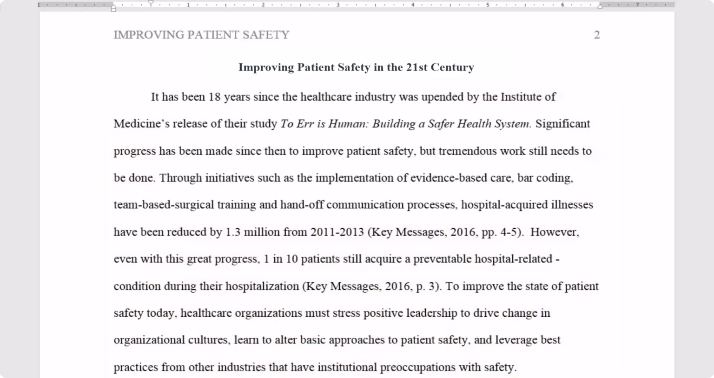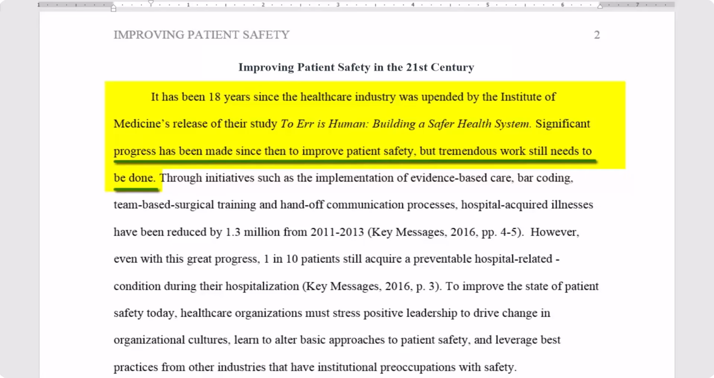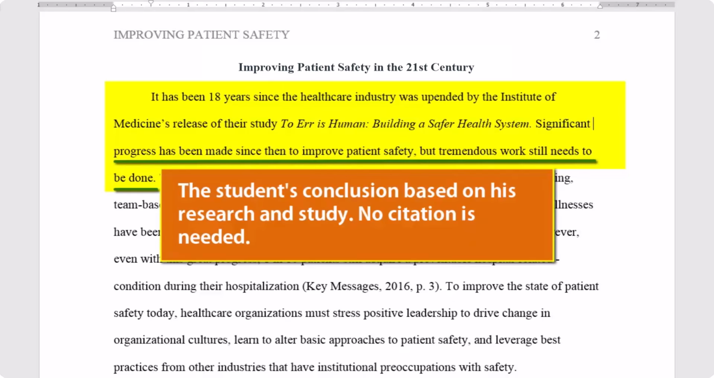In this case, the student author, Marcellus, talks about the 18 years that have passed since a major study, To Err Is Human: Building a Safer Health System, was released. Marcellus says, in his own words, that progress has been made, but there is still work to be done. Now, this is a conclusion that Marcellus came to after doing his research and thinking. This is his conclusion, stated in his words, so no citation is necessary.